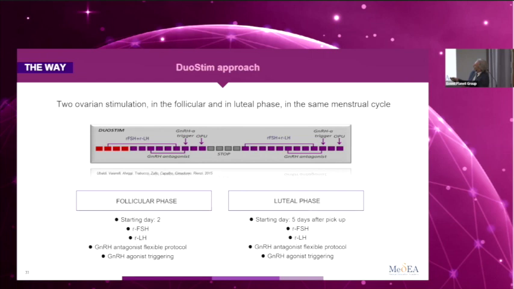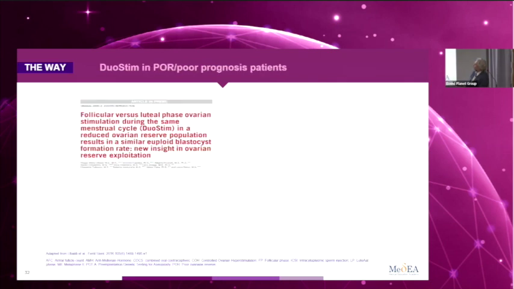On day 5 after egg collection, you start with the second round of stimulation until maturity of the follicles, and you perform a second pickup. So you have 2 stimulations in the same ovarian cycle. Egg collection, wait for 5 days, and you start again. So which are the results?